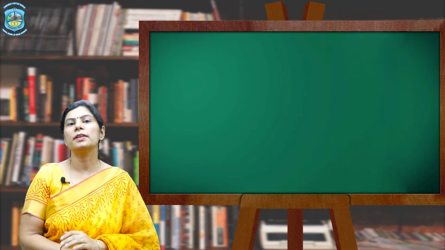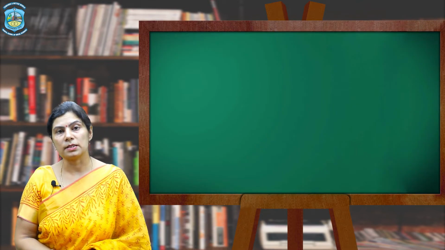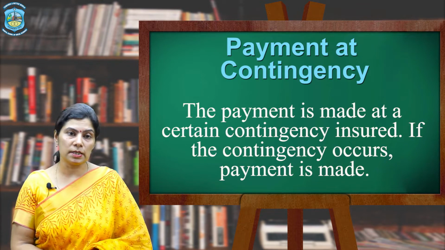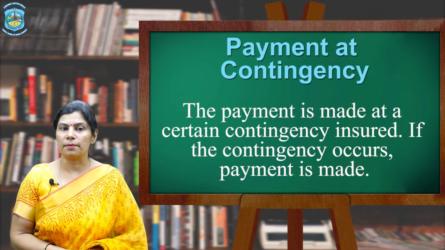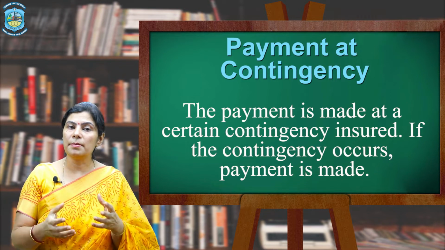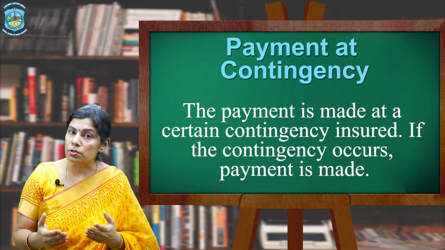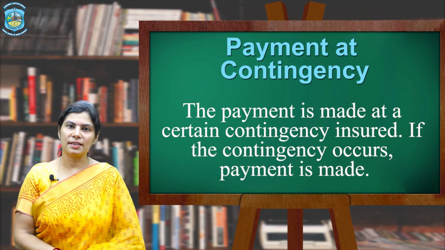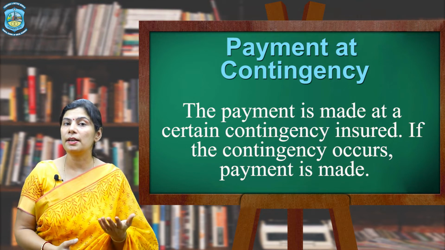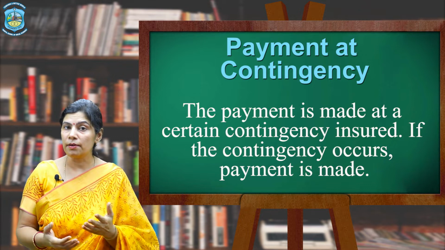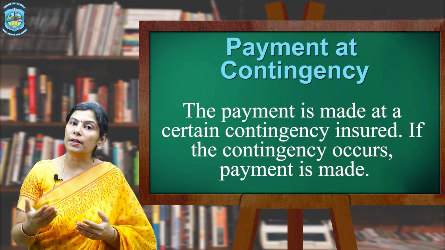The fourth important characteristic of insurance is payment at the time of contingency. What does this point say? This point says that the payment is made to the insured at the time of the loss. This means that if the insured suffers any kind of loss, only then the sum assured will be paid to him.